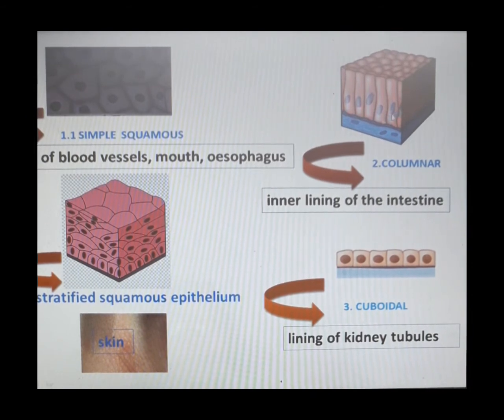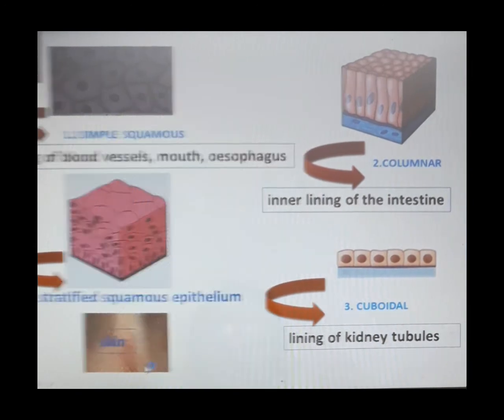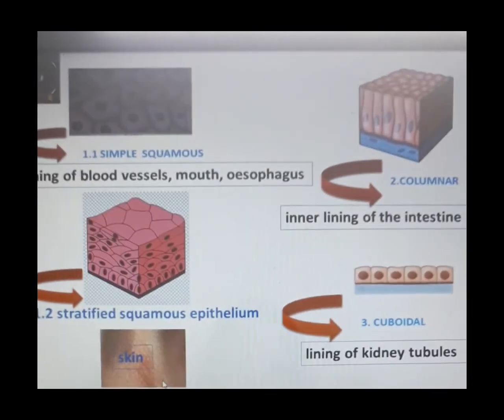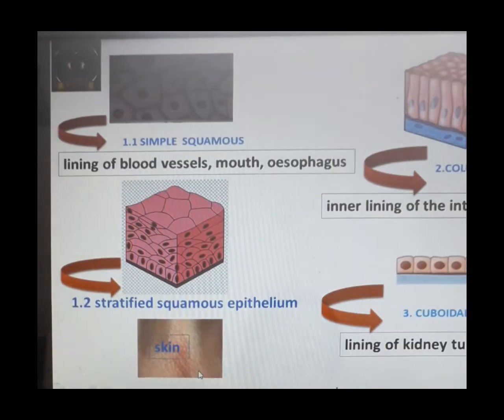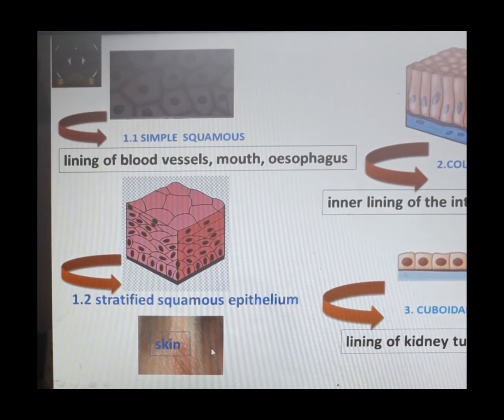Then if the squamous epithelial cells you find in different layers or strata, if it is a multi-layered tissue, then we will call it a stratified squamous epithelium. So this is stratified squamous epithelium tissue, which is present in our skin.